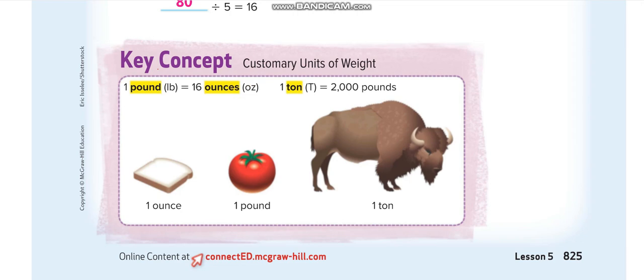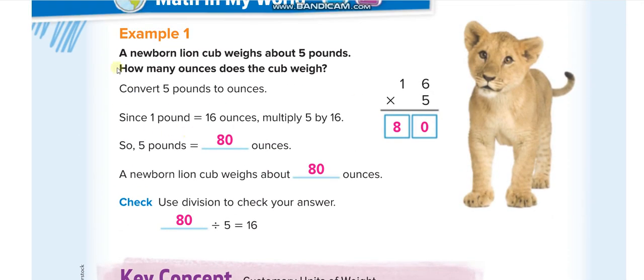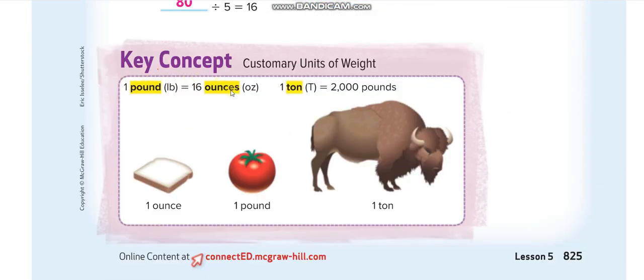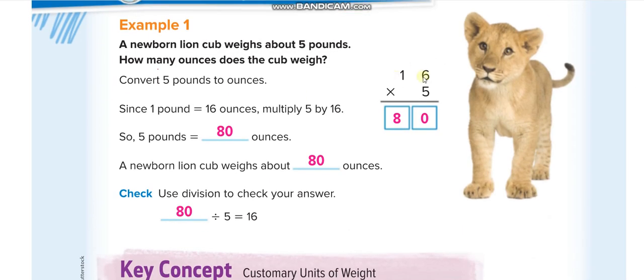Here we have the first one. A newborn lion cub weighs about 5 pounds. How many ounces does the cub weigh? Okay. So from pounds to ounces, you guys know we have to multiply by 16. So 16 times 5, that is 80. So 80 ounces. Here they are checking their answer. You guys know if you divide this 80 by 5, you must get this one if your answer is correct.